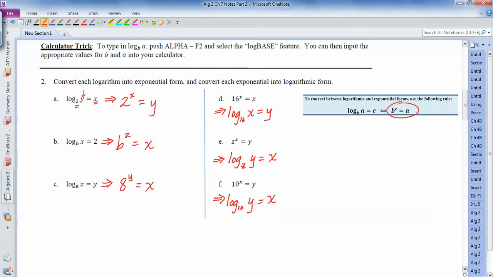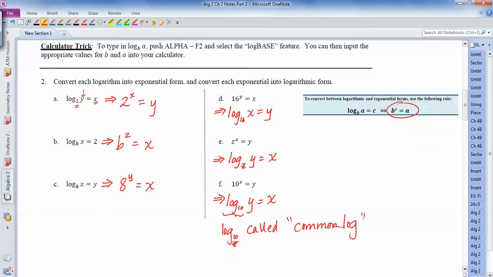Now, one thing to note, log base 10, if it's a base 10, let me write this, log with base 10 here is called the common log.